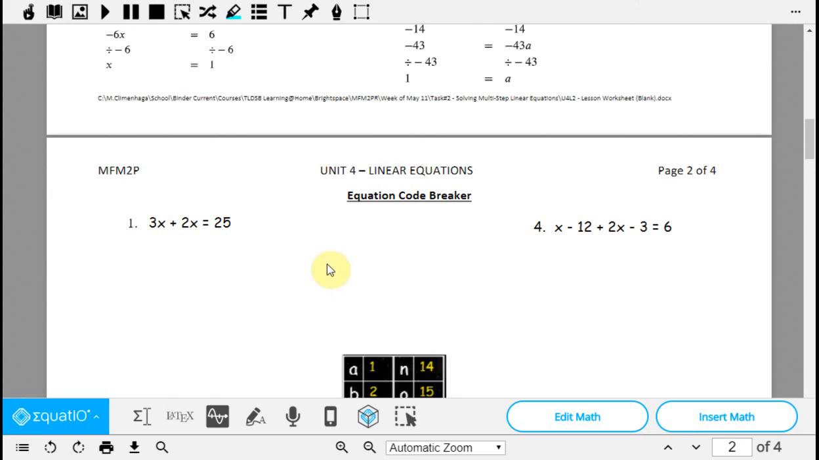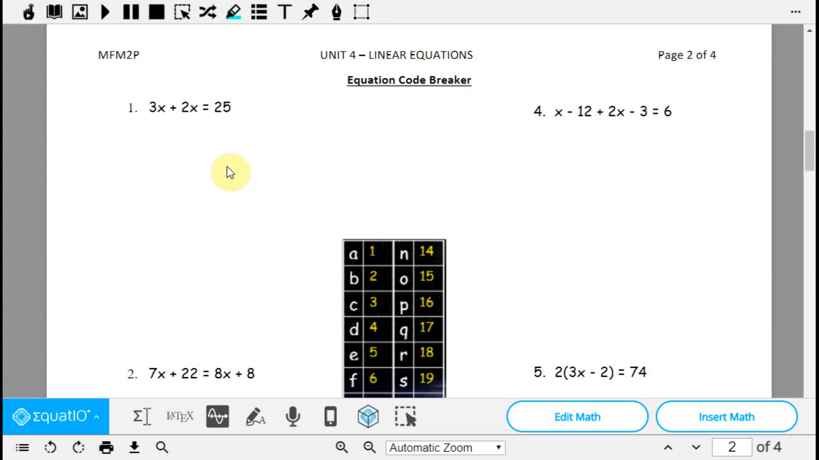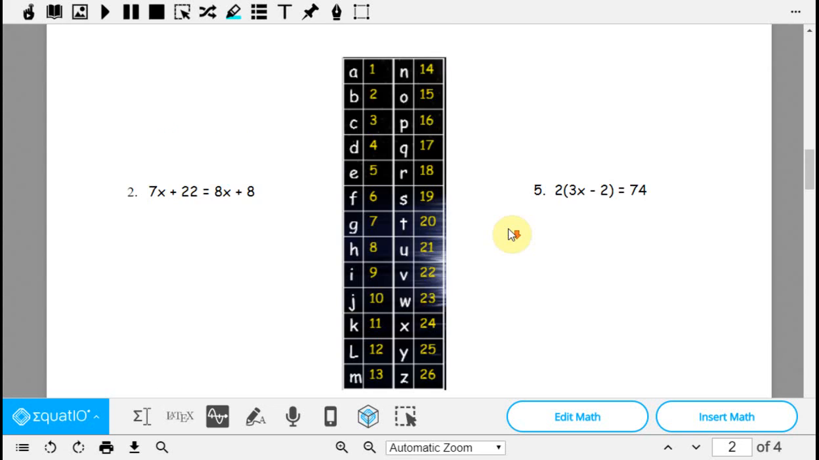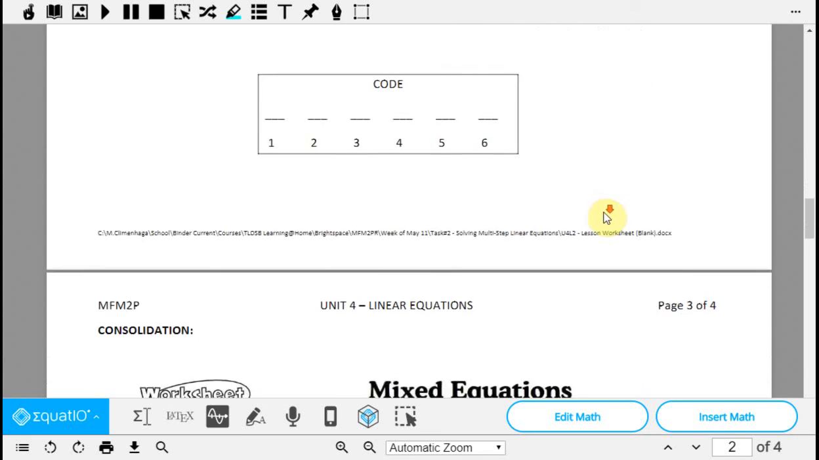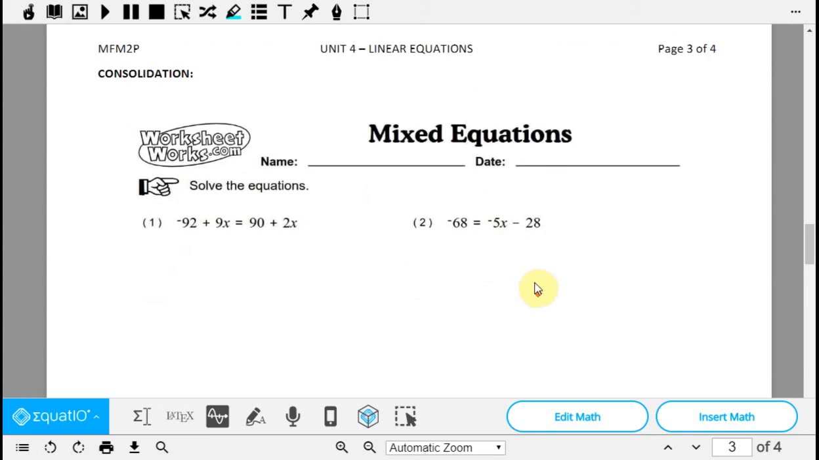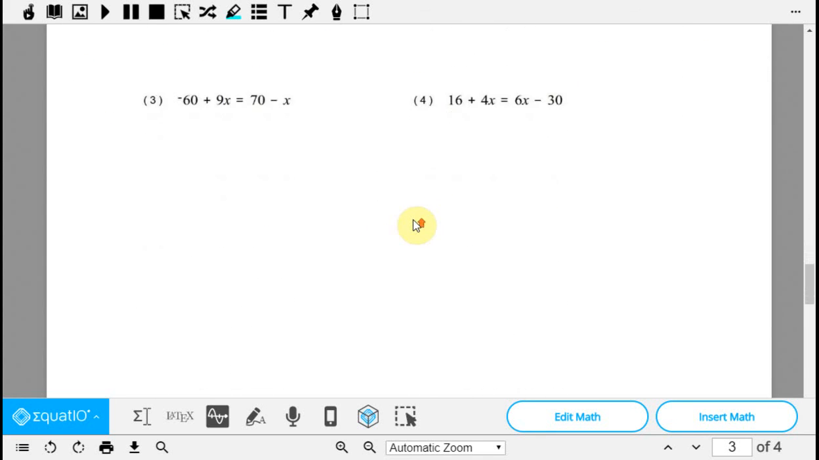Now what you can do is try these skills on your own. The first activity here is called the equation code breaker. What you do is answer each of these, and when you get an answer, you find the number from the answer that you get for the variable, and the letter that you get then goes under the question number that you're doing. So you put the letter in each of these spaces for each of the 6 questions that you have. And then you can work on the consolidation questions here, which are a variety of different types of solving equation questions using the steps that we just went over.